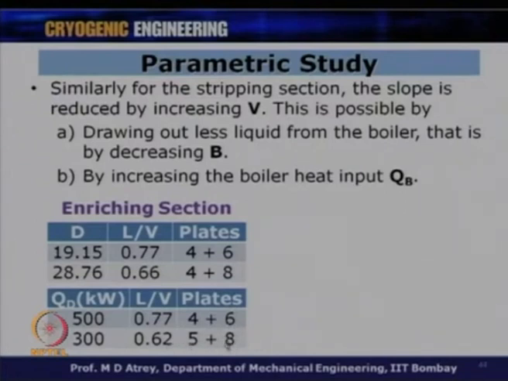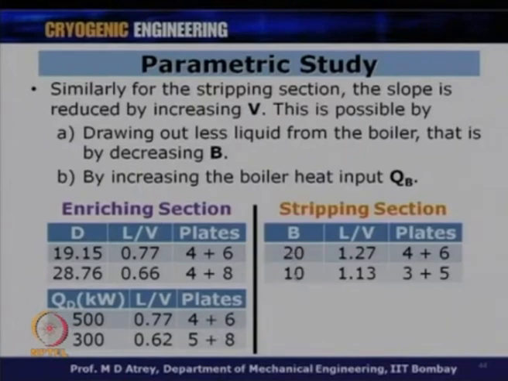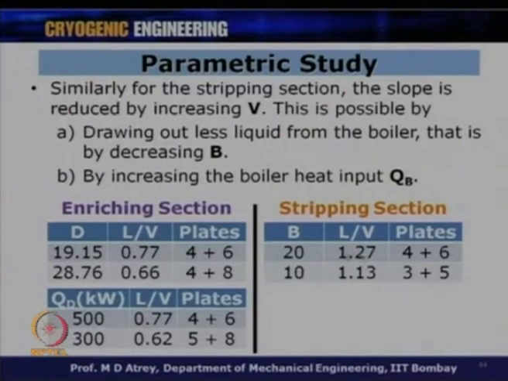See, look, each additional plate is a very important design change, a very important investment that has to be done on the design of a column basically. So, this has to be understood very well. So, decreased D resulted in an increased number of plates. In the stripping section, I can decrease L by V by decreasing B. So, what I did, I decreased B from 20 to 10, and L by V decreased from 1.27 to 1.13. Now the slope has decreased for the stripping section, and the number of plates changed from 10 to 8. Number of plates were 10, now it has come to 8 only.